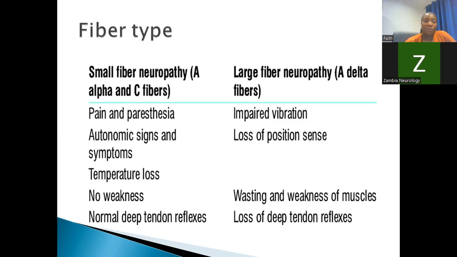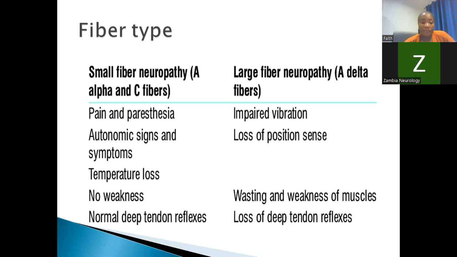Another classification, which is according to fiber type, is as indicated on this particular slide. So we do have the small fiber neuropathy versus the large fiber neuropathy. Our small fibers, if you remember from physiology, are the A alpha and the C fibers, and our large fibers are the A delta fibers.